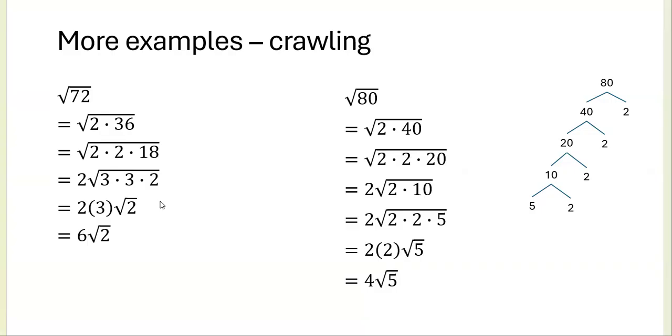Another one, square root of 80. Here's another way people do it. Actually, they do this like a tree diagram. 80 is 40 times 2. 40 is 20 times 2. 20 is 10 times 2. 10 is 5 times 2.